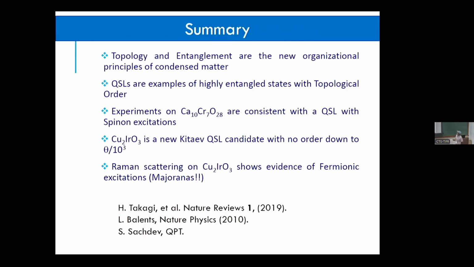Okay, to summarize, topology and entanglement are new principles to classify quantum matter, and quantum spin liquids are examples of such highly entangled states. And I showed you two examples. The experiments on calcium are consistent with the QSL with spinon excitations, and copper iridate is a new Kitaev QSL candidate with no order down to 3 orders of magnitude compared to the theta, and Raman scattering shows evidence that fermionic excitations may be possible, Majoranas or something.